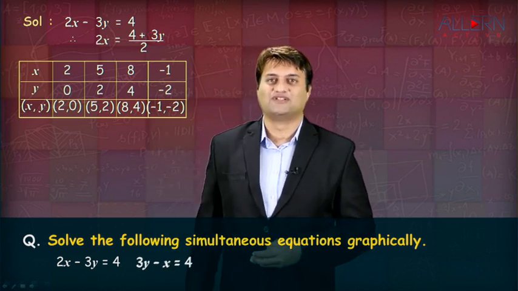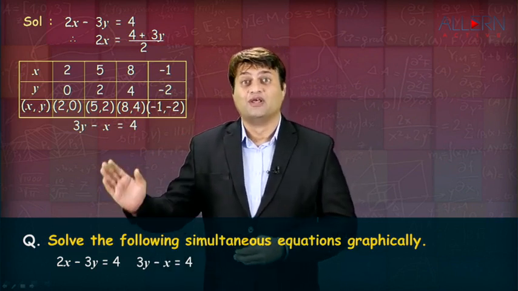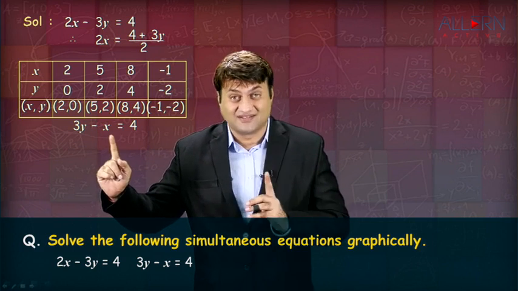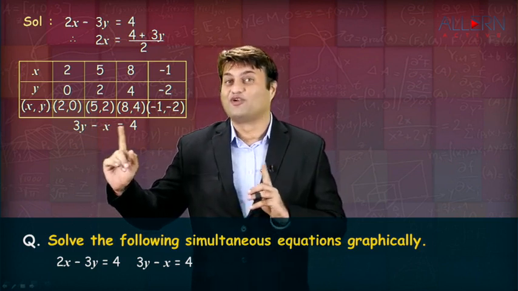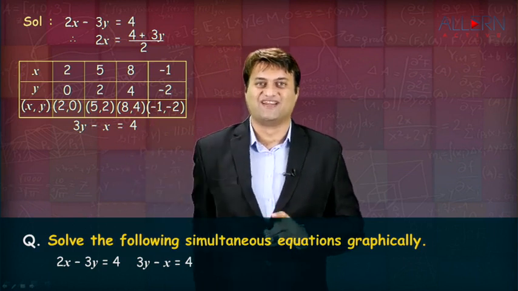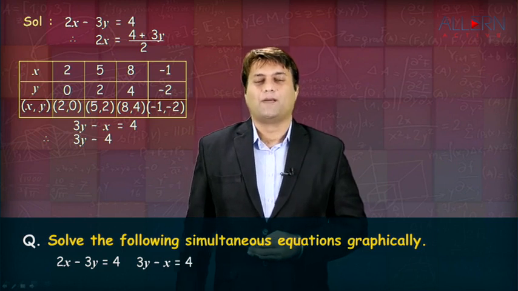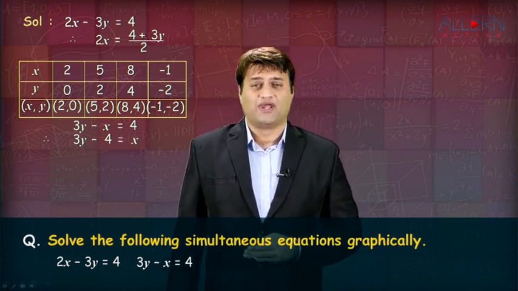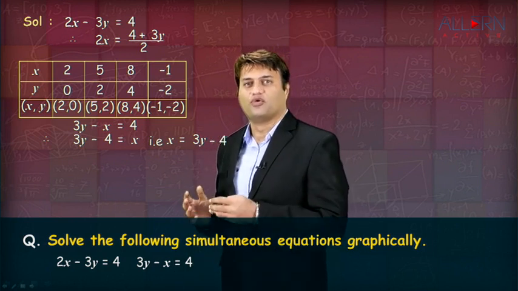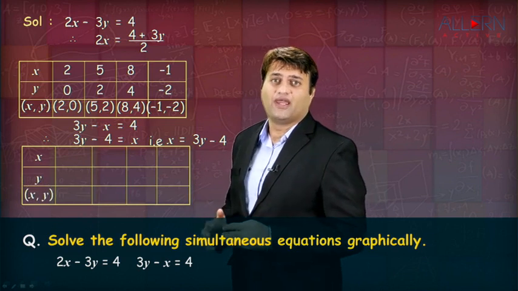Now let's move on to the second equation, which is 3y minus x is equal to 4. We need to shift 3y to the other side, but then here there is minus x, right? So what would be the better arrangement? Minus x on this side and 4 to the other side, right? Something which we have done previously. So we get 3y minus 4 is equal to x. So x is equal to 3y minus 4, right?